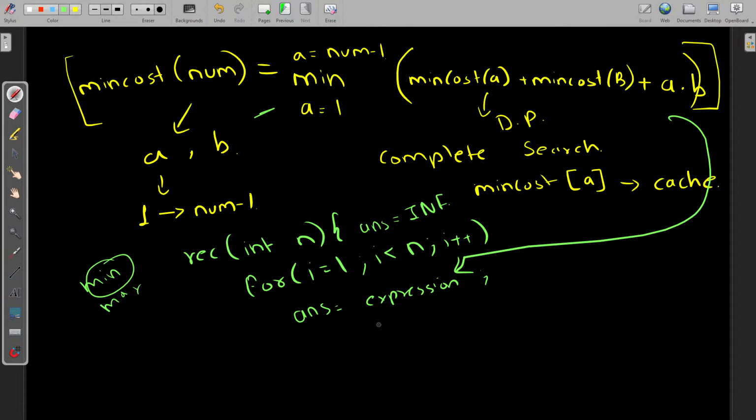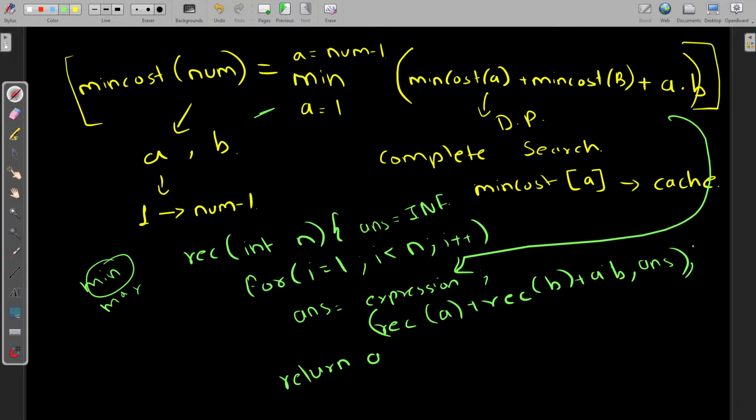That would be just like recurrence of A plus recurrence of B plus A dot B, and its minimum with the current answer. So this would be our recursive relation, and ultimately we would return our answer. So that's our solution for the second problem.